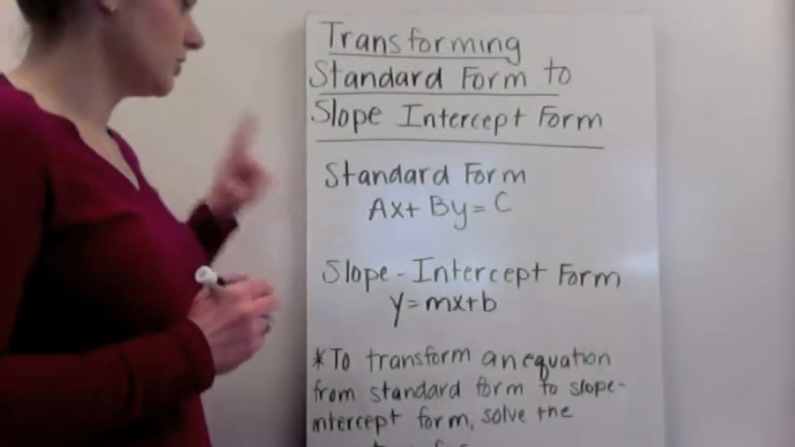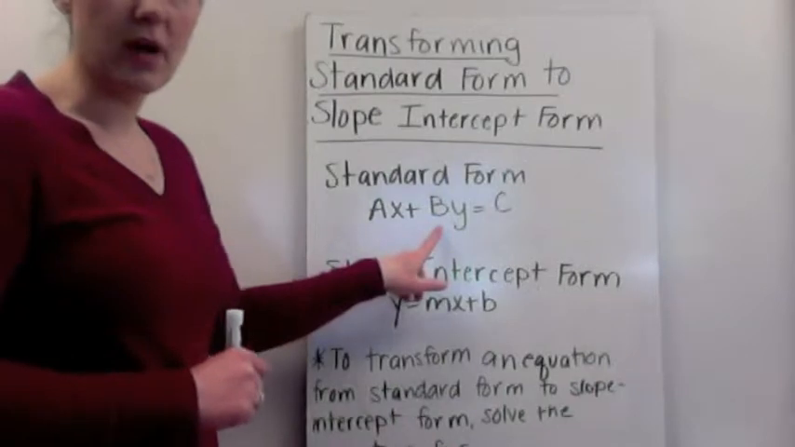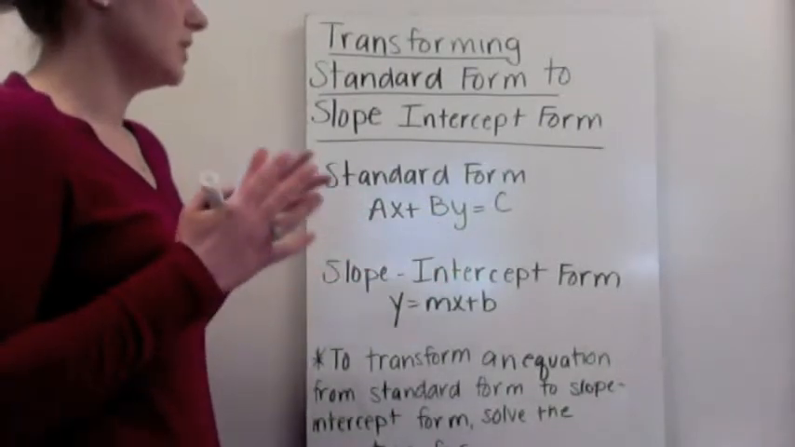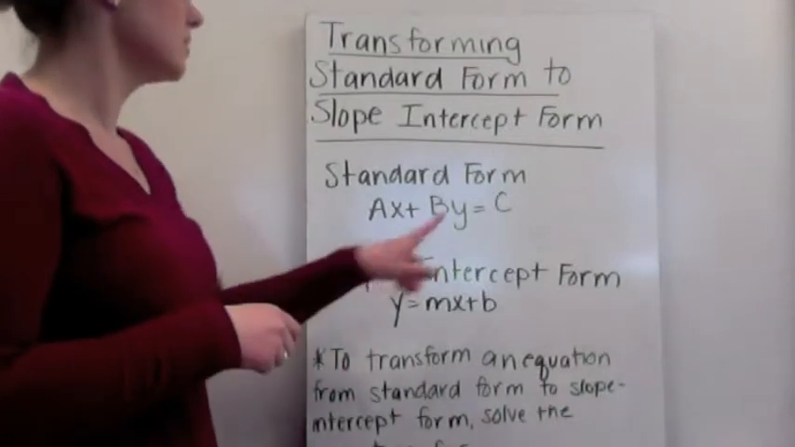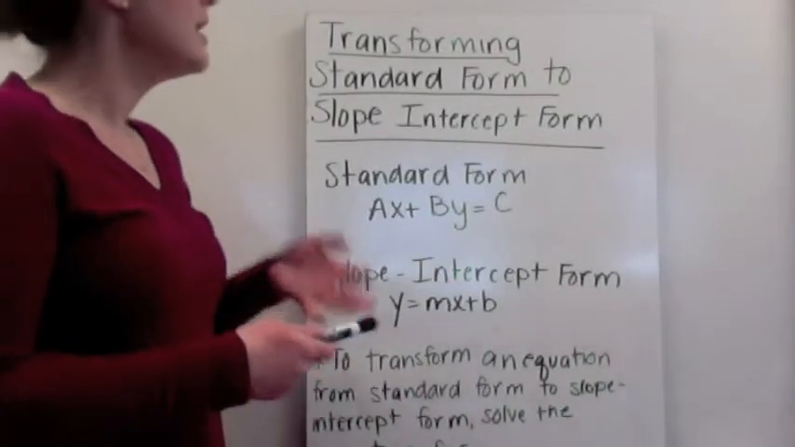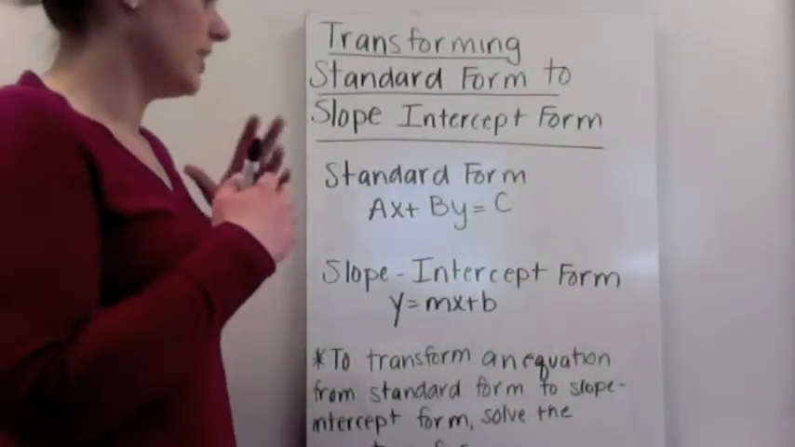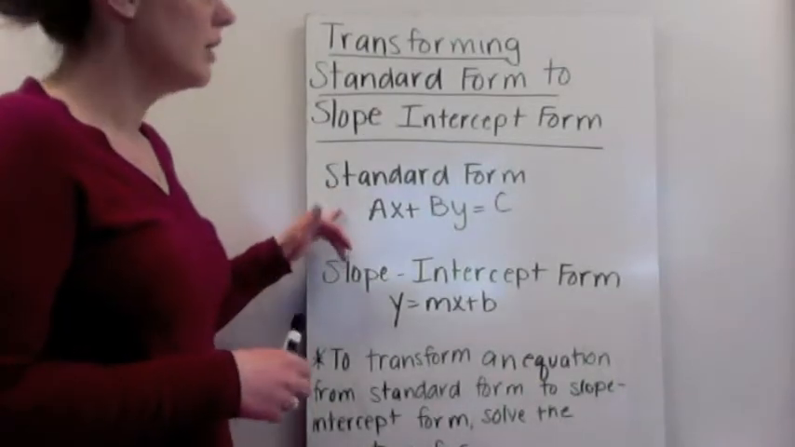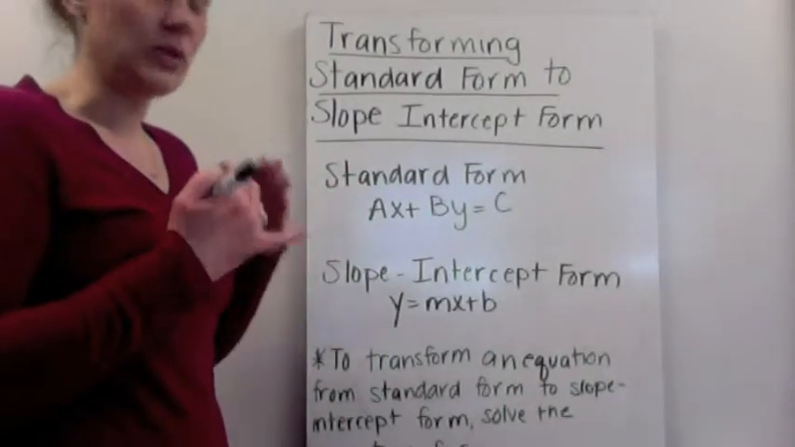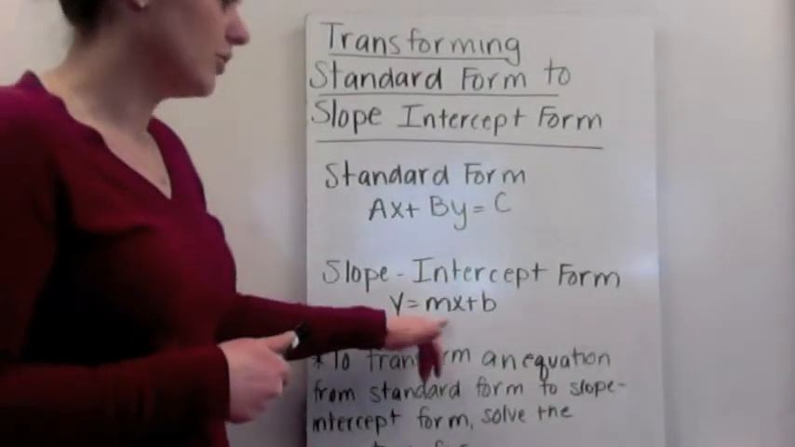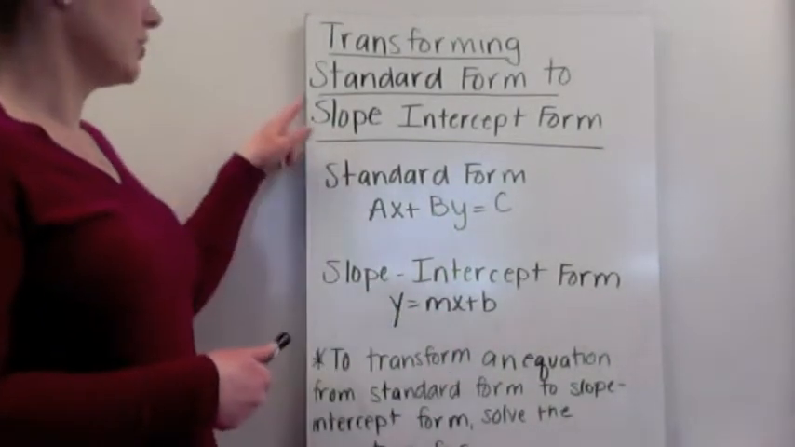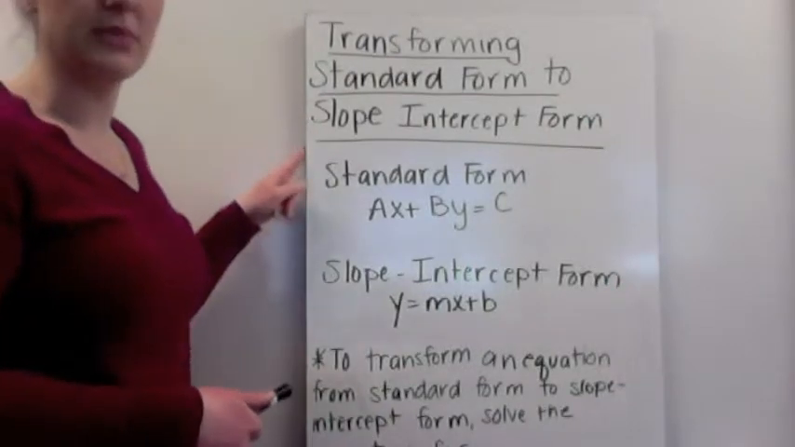Last time we talked about standard form, ax plus by equals c, and we graphed using the intercepts. So we substituted 0 for x, solved for y, substituted 0 for y, solved for x. That was good if we just wanted to make a graph of the equation. But if we want to know what the slope or the y-intercept is, we want to have it in slope-intercept form. So today we're going to transform from standard form to slope-intercept form.